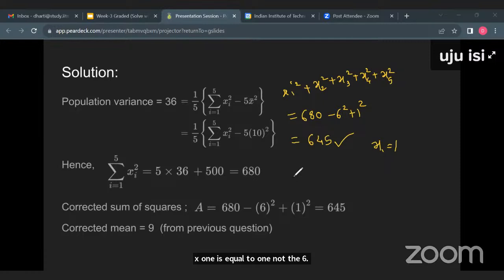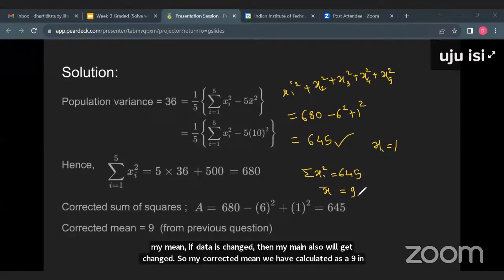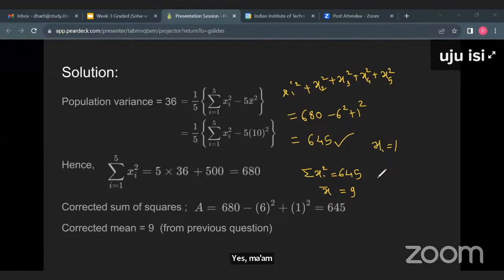Is there any problem in this part? No, ma'am. Okay. So this is my summation of xi square for corrected data, 645. Obviously if the data is changed, then my mean will also change. My corrected mean we have calculated as 9 in the previous question. Do you remember that? Yes, ma'am. So my corrected mean is 9 and my sum of squares is 645. Can you get me the new corrected variance of the original data?